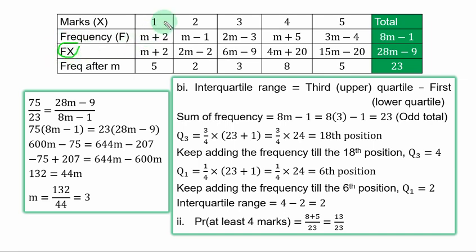So you multiply 1 by m plus 2, you have m plus 2. You multiply 2 by m minus 1, that is m times 2, you have 2m. Then minus 1 times 2, you have minus 2. You multiply these two together and you get this. You multiply these two, you get this. You multiply these two and you get this. We need the sum of f and fs. So 8m minus 1, you add m plus 2 plus m minus 1.